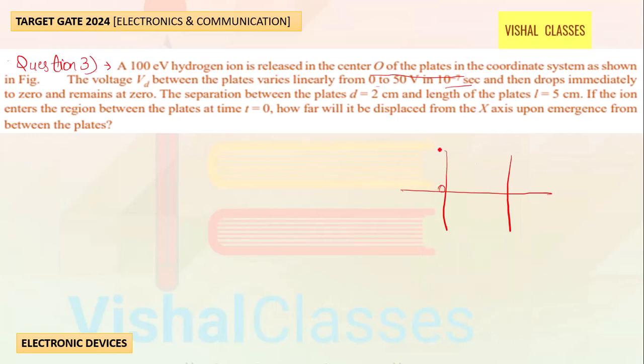Two plates are given. Okay, capacitor, here is capacitor only. A 100 electron volt hydrogen ion is released in the center of the plates in the coordinate system as shown in the figure. The figure is not given, but we are making the figure like this. The voltage between plates varies linearly from 0 to 20 volt.